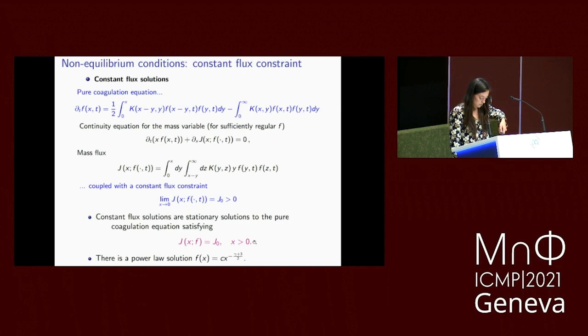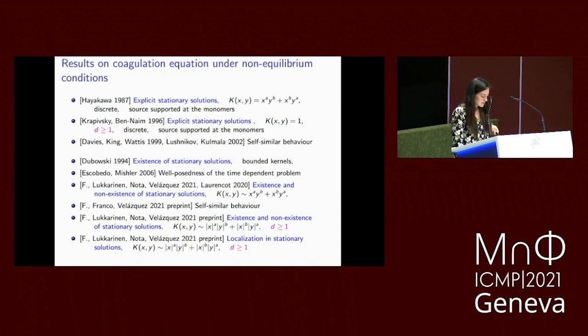So in this context of non-equilibrium conditions, there are not many results in the literature. Mainly in the physics literature, there are results on explicit stationary solutions. And in the mathematical literature, there is work by Dubovsky on existence of stationary solutions for bounded kernels. Recently, we extended this to a class of kernels that contains the physically relevant ones. They are not bounded, and we show existence and non-existence results for that class of kernels.